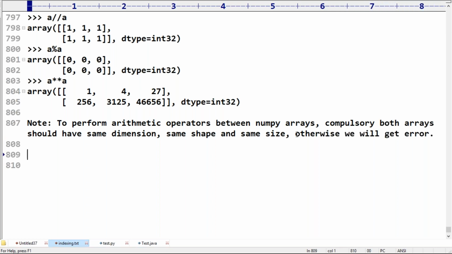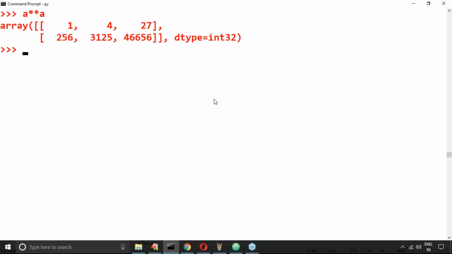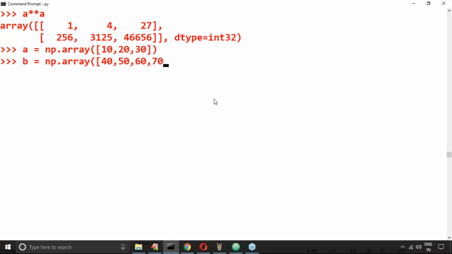So where is the proof for that? Now observe carefully. a is equal to np.array of 10, 20, 30. How many elements are there? Only 3 elements. b is equal to np.array of 40, 50, 60, 70. 4 elements are there. Now observe a plus b.